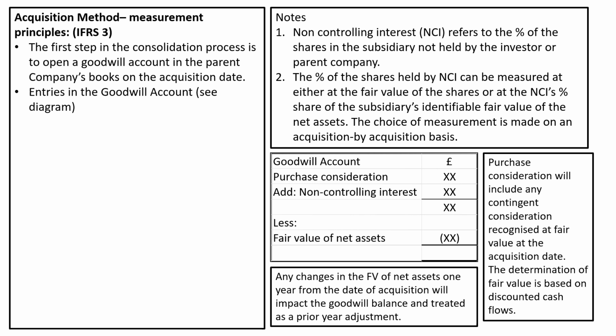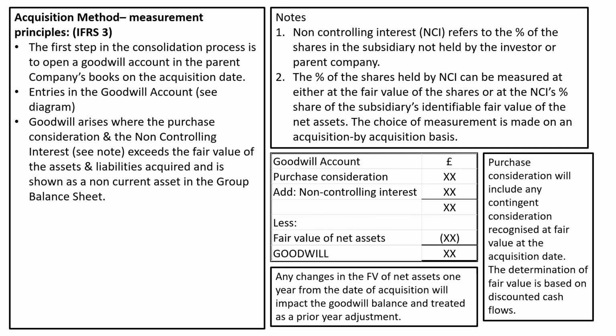Now, any changes in the fair value of the net assets within one year from the date of acquisition will impact the goodwill balance and be treated as a prior year adjustment. So goodwill arises where the purchase consideration and the non-controlling interest exceed the fair value of the assets and liabilities acquired in the target company, and is shown as a non-current asset in the group balance sheet.